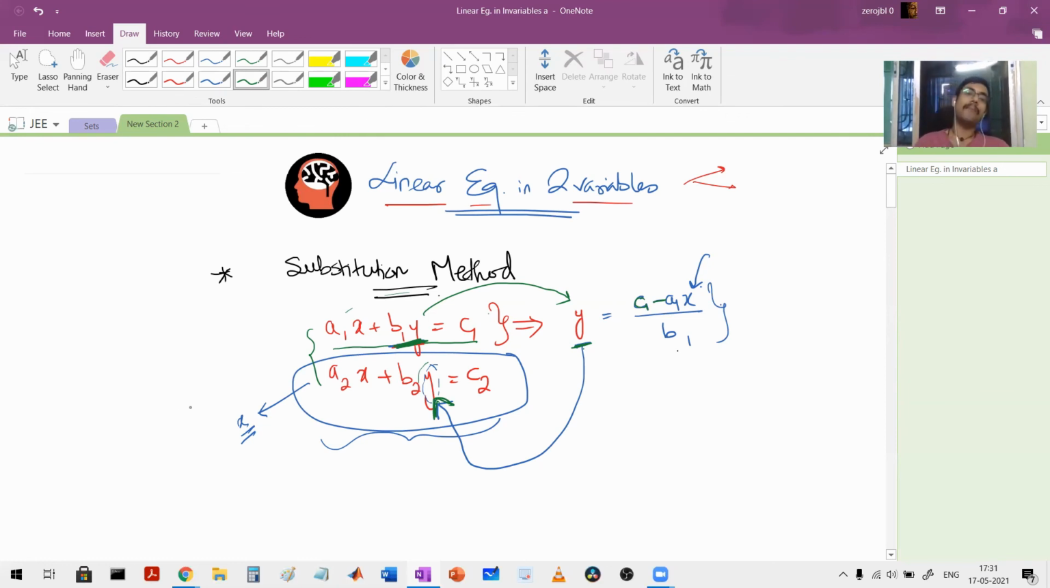Okay. The main idea, the main point of this entire method is to make one entire equation in just one variable. Are you getting my point? To substitute the variables in such a way that in the end you are left with one equation of one variable that you can easily solve. Isn't it so? This is the only way you can find the unknown here in the substitution method. Okay.